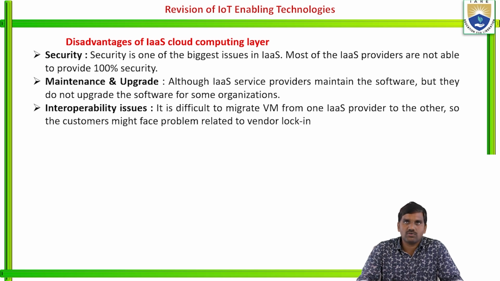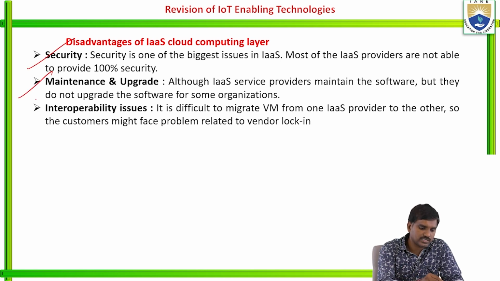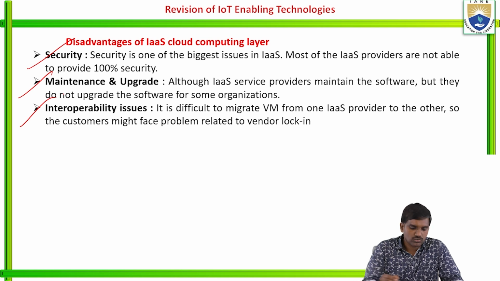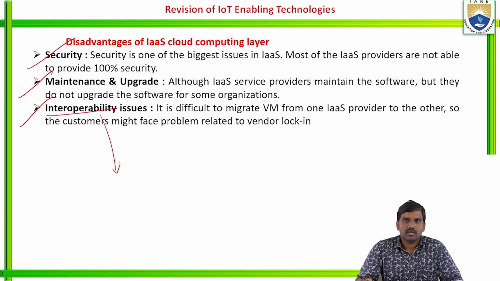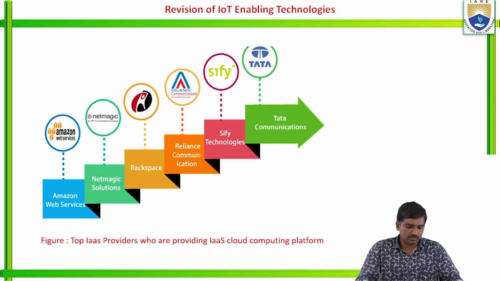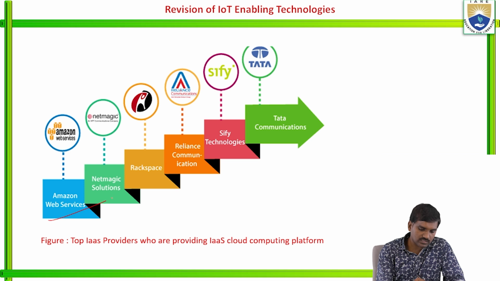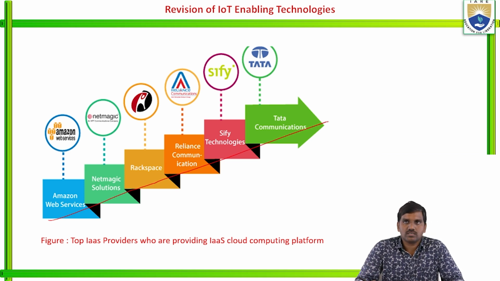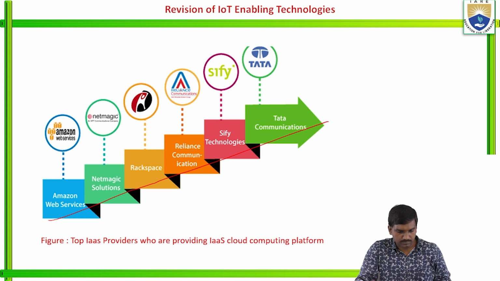Here are the disadvantages in terms of security, maintenance and upgrade, and interoperability communication. Interoperability communication is nothing but, for example, using another company's remote to control our AC or TV or whatever home appliance is available in our home. So these are the disadvantages of IaaS. And these are the top providers of IaaS cloud computing platforms, starting from Amazon Web Services, NetMagic Solutions, Rackspace, Reliance Communication, CP Technologies, and Tata Communications.